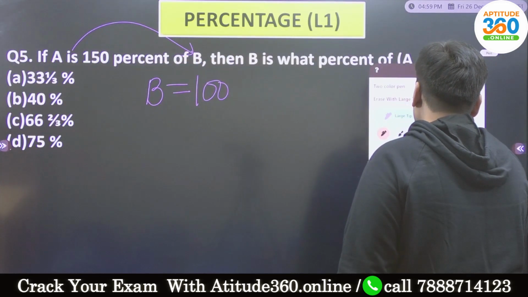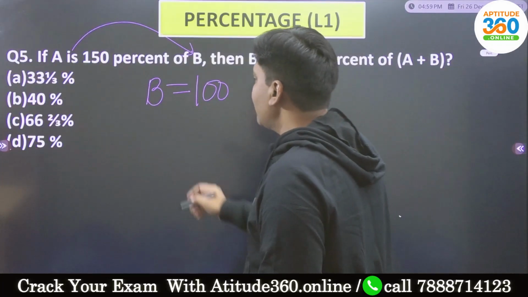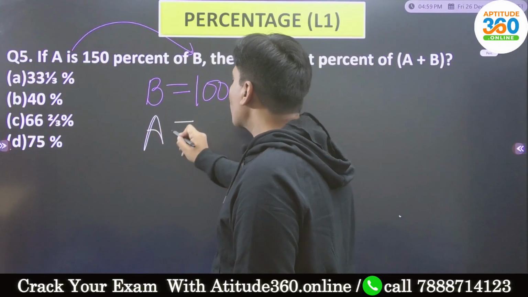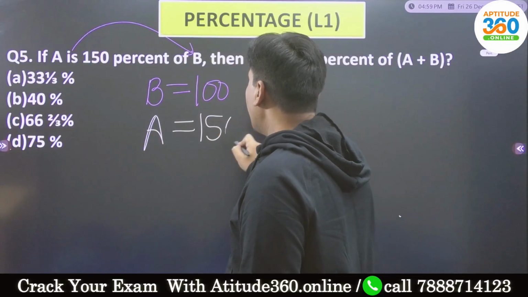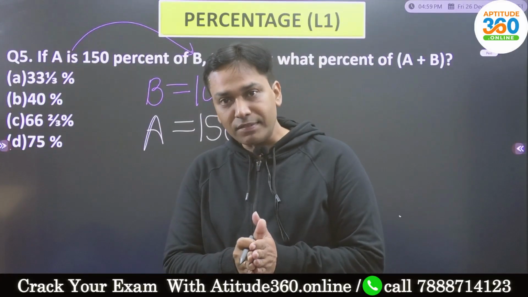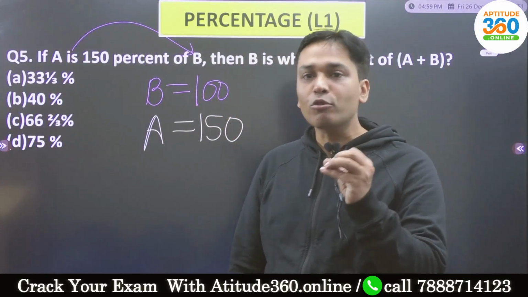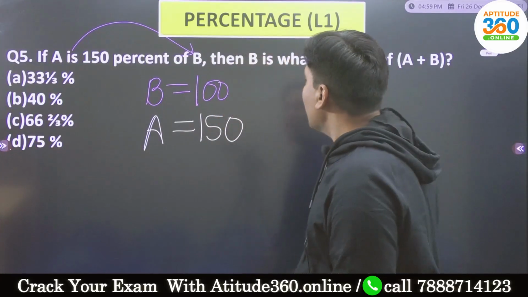और अगर आपने b को 100 लिया तो a certainly is going to be how much? a will become 150. इसमें तो कोई कैलकुलेशन आपको चाहिए ही नहीं, राइट? Now what is the question?